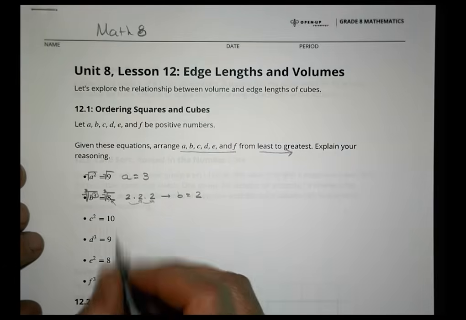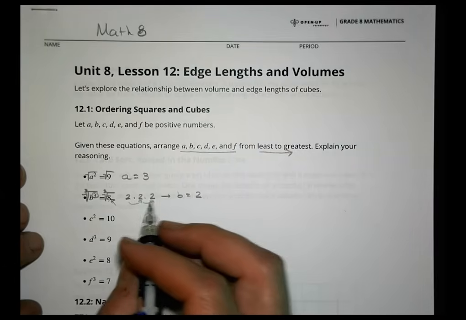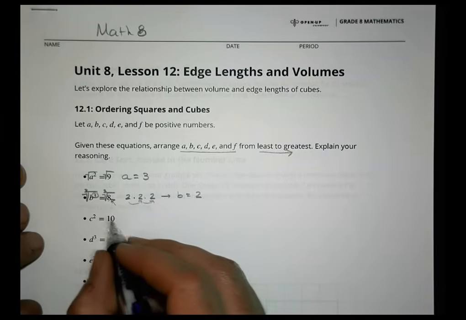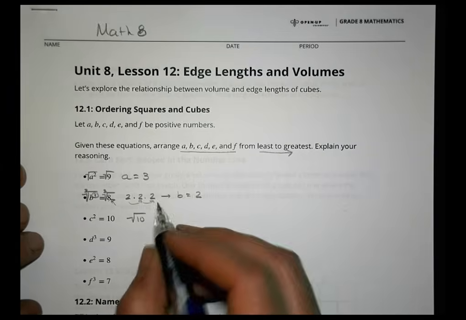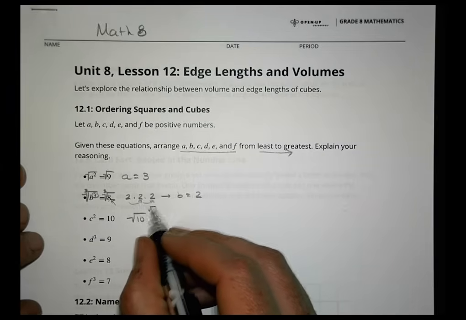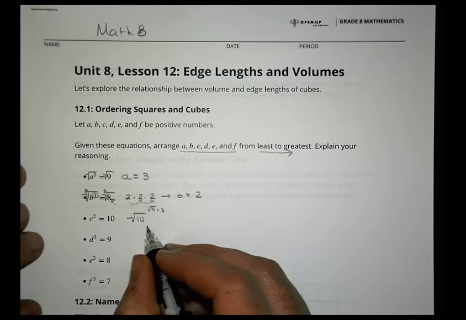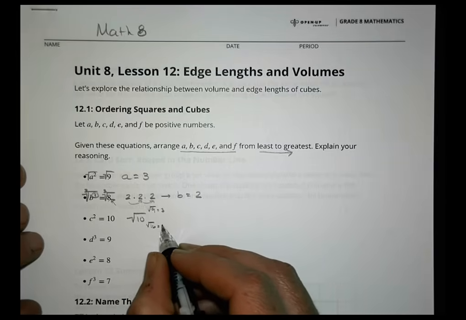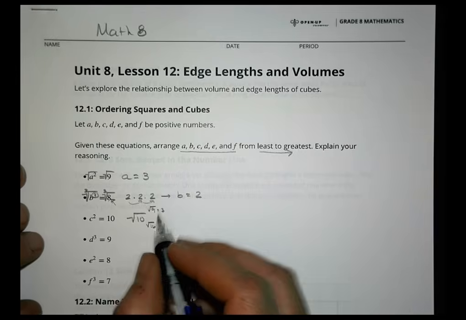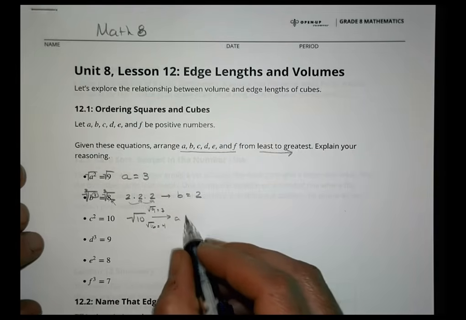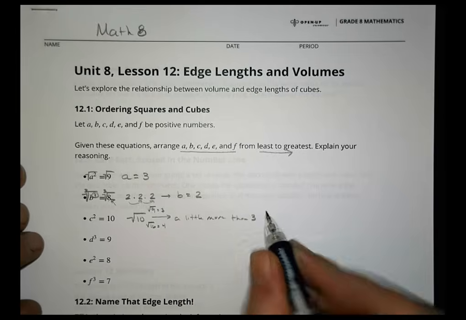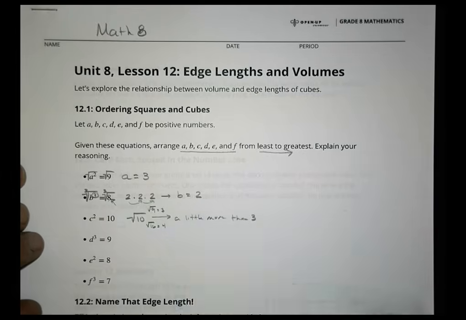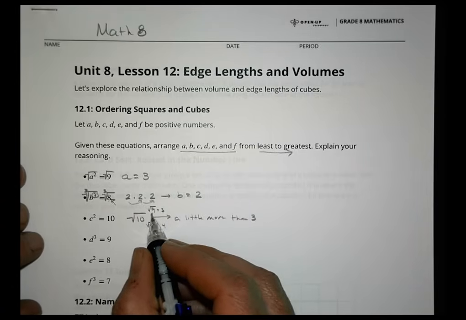All right. Now these other numbers aren't going to work out quite as nicely, are they? So when we think about c squared equals 10, if I think about the square root of 10, I know it's going to fall between the square root of 9, which is 3, and the square root of 16, which is 4. So this is going to be a little more than 3. I don't know exactly, but I know the square root of 10 is a little more than the square root of 9, so it's going to be a little more than 3.